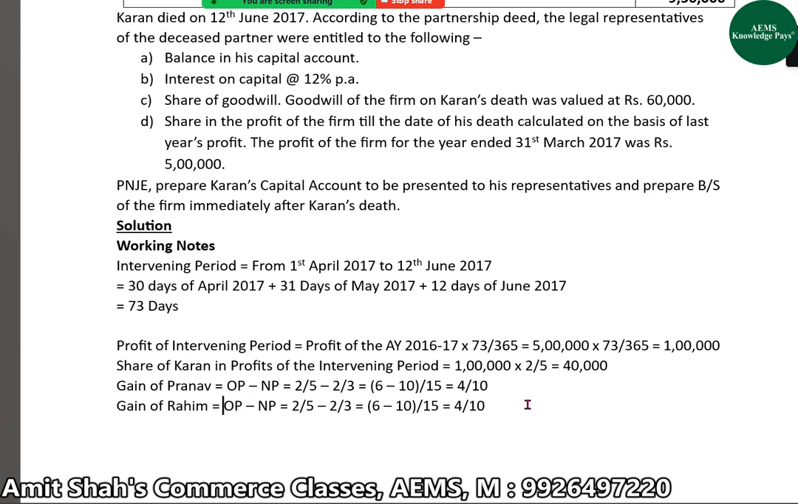Gain of Rahim is new proportion 1/3 minus old proportion 1/5. LCM is 15. Here we will have 5 and here we will have 3. That is 2/15. So here it is 4/15 and here is 2/15. So gaining ratio of Pranav and Rahim is 4/15 is to 2/15, that is 4 is to 2, that is 2:1, which is their new ratio also.